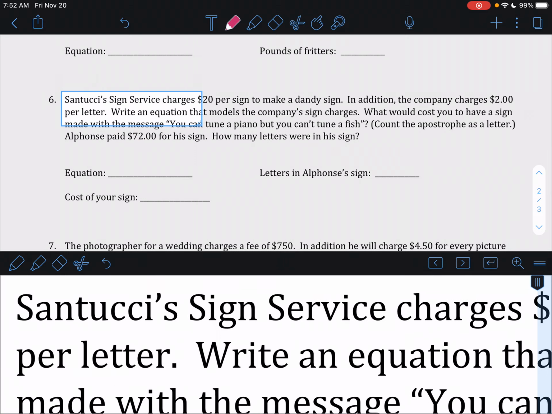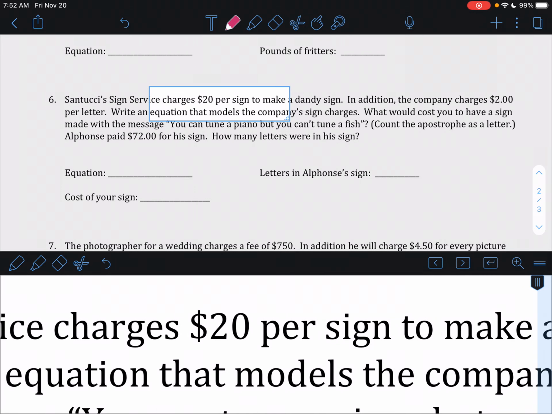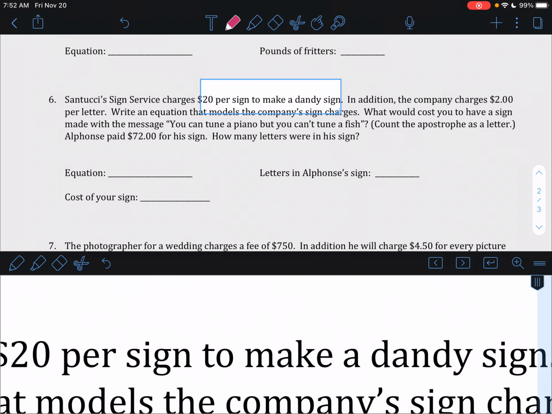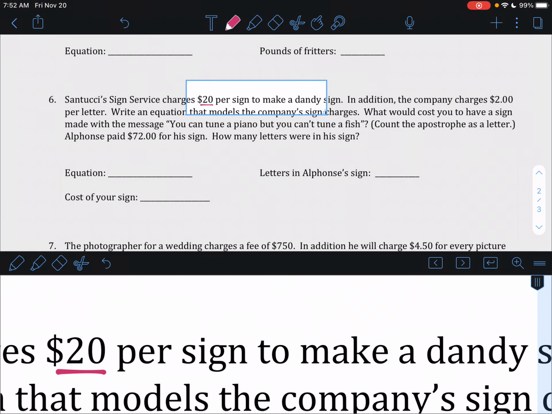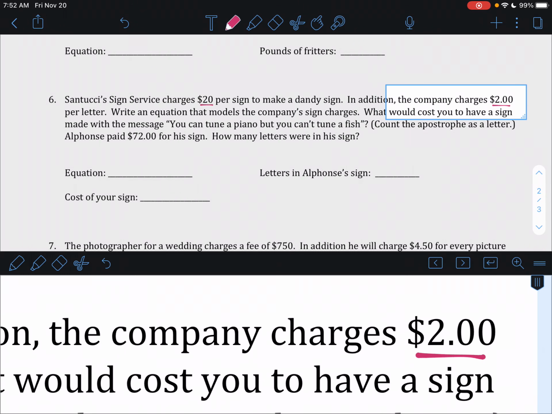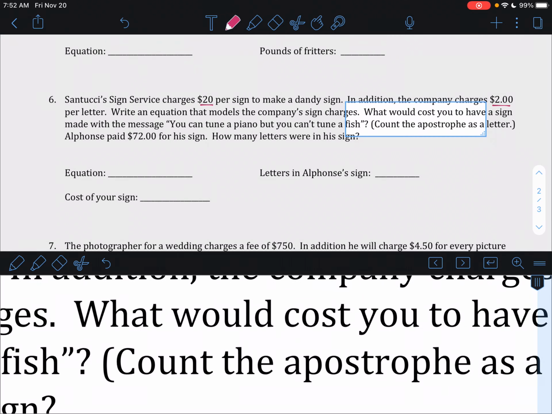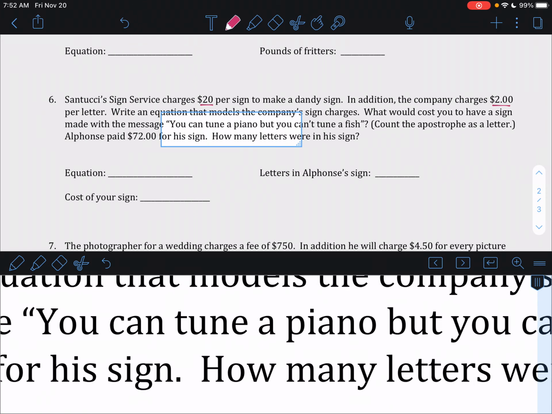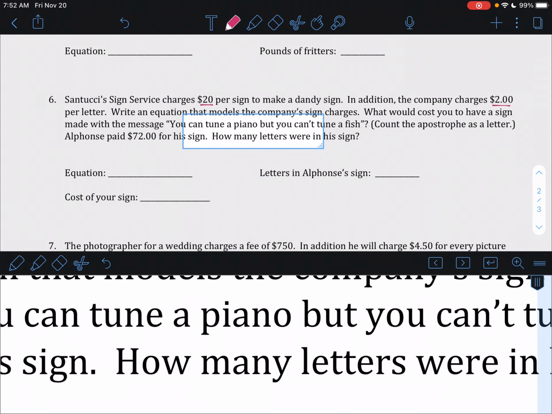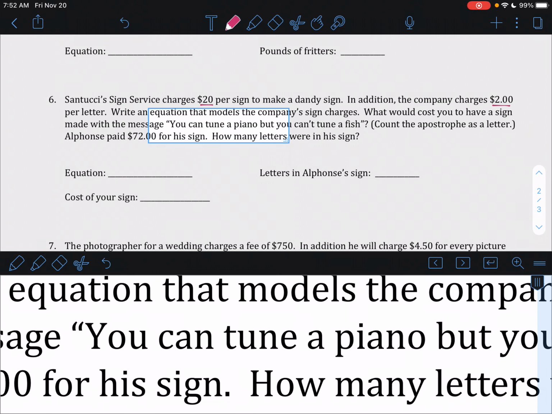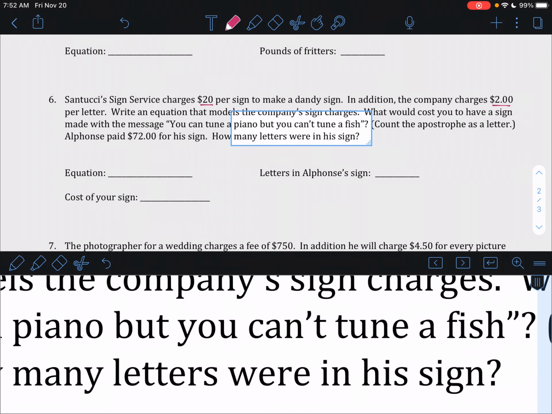So yeah, on this one, they charge $20 per sign plus $2 per letter. So if you're making one sign, that 20 is only being charged to you once. So that would be your B here. This 2 would be your M, and you would use that to write your equation. Then it says, what would it cost you to have a sign made with the message, you can tune a piano, but you can't tune a fish? Meaning you have to count how many letters are in that phrase. You'd have to count how many letters are there, and then you're going to plug that in for X.